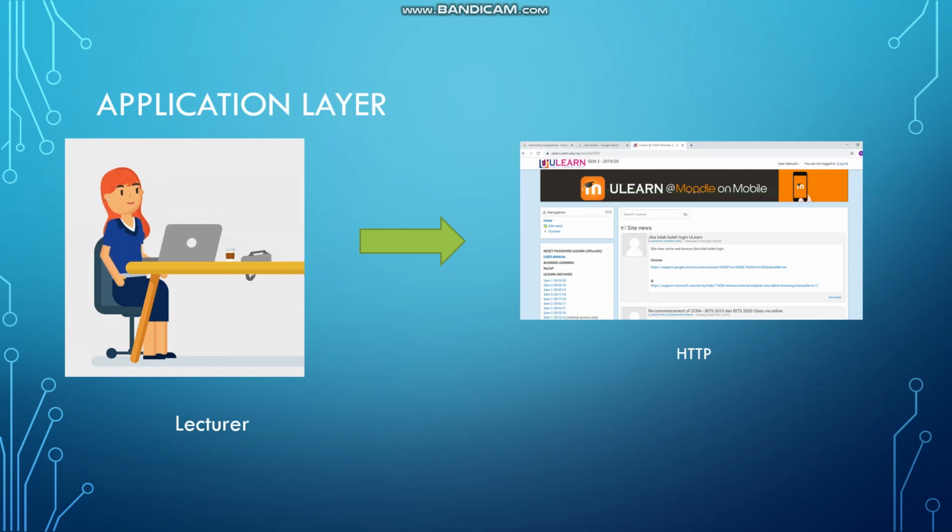In the application layer, the layer is responsible for providing services such as network virtual terminal, file transfer, access and management, mail services, and directory services to the user. In this layer, the UTM selector submits an HTTP request message to the server.